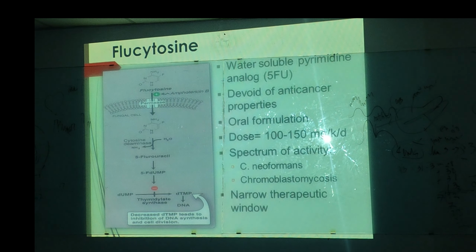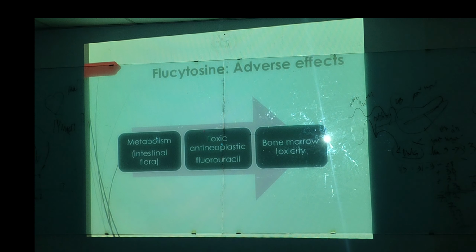Okay, so this is your flucytosine. Flucytosine will work better if there is amphotericin B. Amphotericin B will open the way for flucytosine. Remember your amphotericin B, there will be a creation of a pore, so your flucytosine can enter the fungi there.